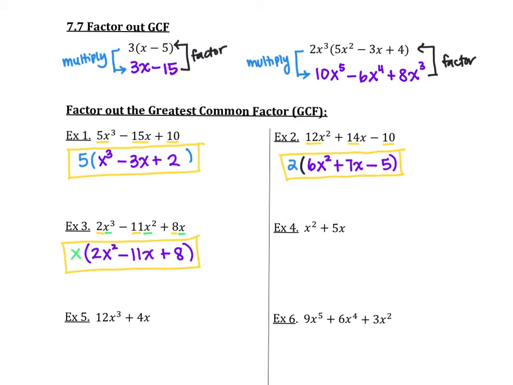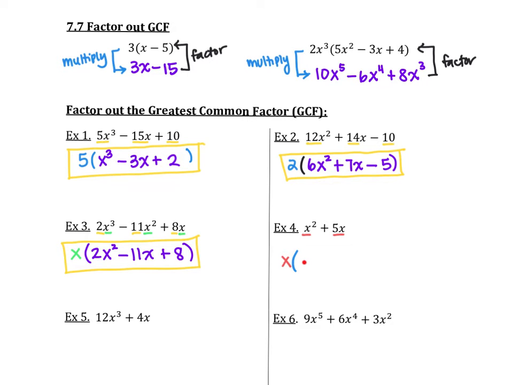And let me look at example 4. Again, let me check x squared and 5x. The x squared doesn't even have a coefficient, so I'm not going to look at the numbers. I'm only going to check the variables. Okay, let's see. This is x to the second, and this is 5x. So they each have at least an x. So I'm going to factor out the x.